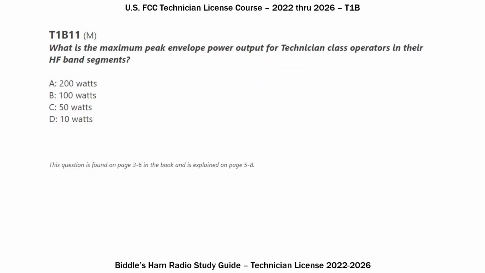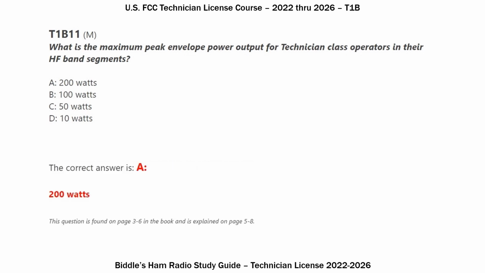Okay, our next question, T1B11. This is a modified question. What is the maximum peak envelope power output for Technician class operators in their HF band segments? Okay, so we're talking about HF bands here. A, 200 watts, B, 100 watts, C, 50 watts, or D, 10 watts. Our answer is A, 200 watts.